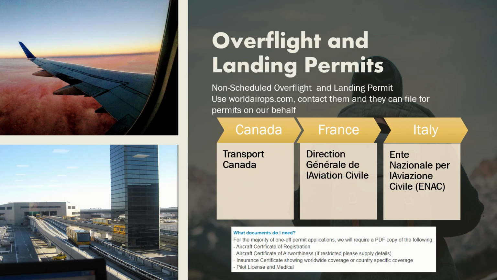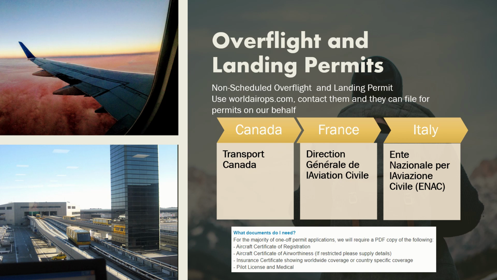On the flight, we need to consider permits for overflight and landing. After taking off from the US, we'll be flying over Canada. So we need to obtain an overflight permit there, and we need to obtain one from France as well. And for Italy, it will be the landing permits. We'll be employing the help of worldairops.com as they can file permits on our behalf.